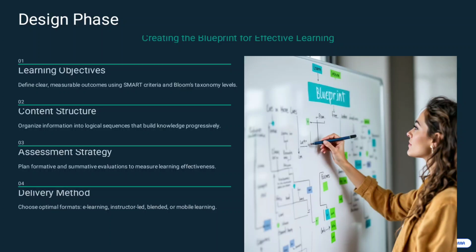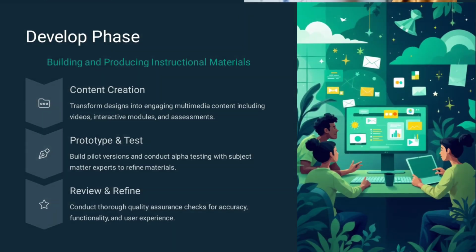The third one is assessment strategy. Plan formative and summative evaluation to measure learning effectively. The fourth one is delivery method. Choose the optimal format: e-learning, instructor-led, blended, or mobile learning.